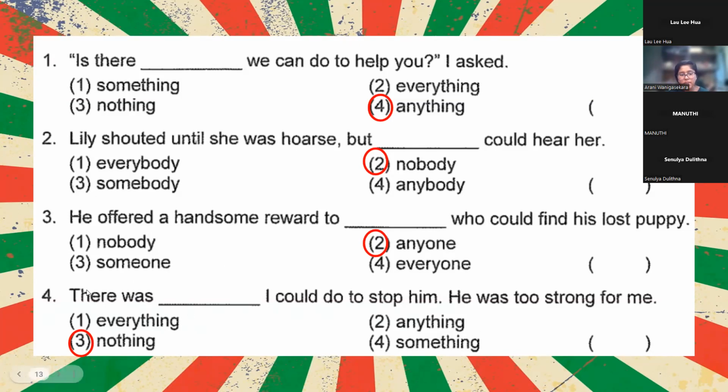Okay, so you can't use the word everything because in the second sentence, it says that he was too strong for me, right? So you can't say that I could do everything to stop him. Because if you use the word everything, you are saying that you can stop him. But in the second sentence, it says that he was too strong for me. So you can't use the word everything. Why is it not anything?